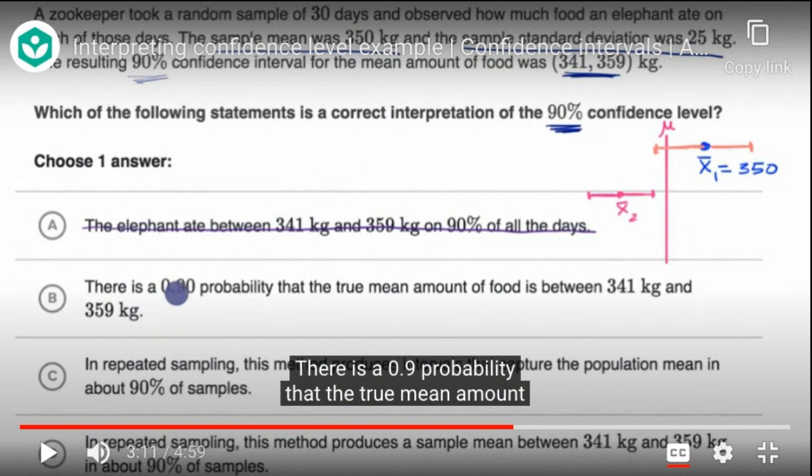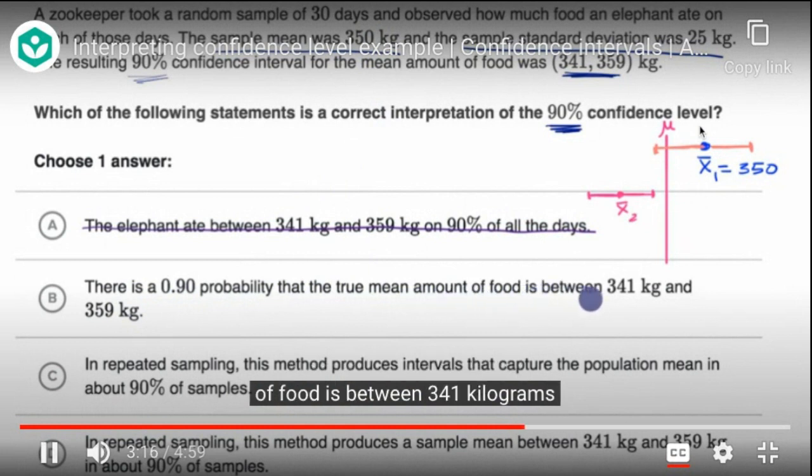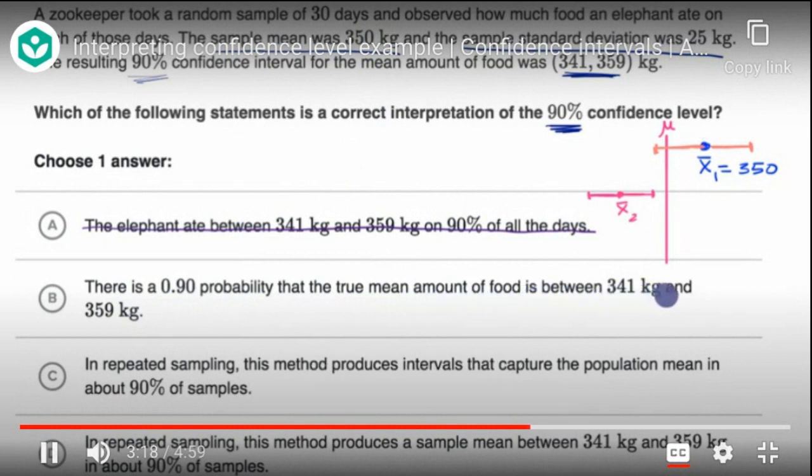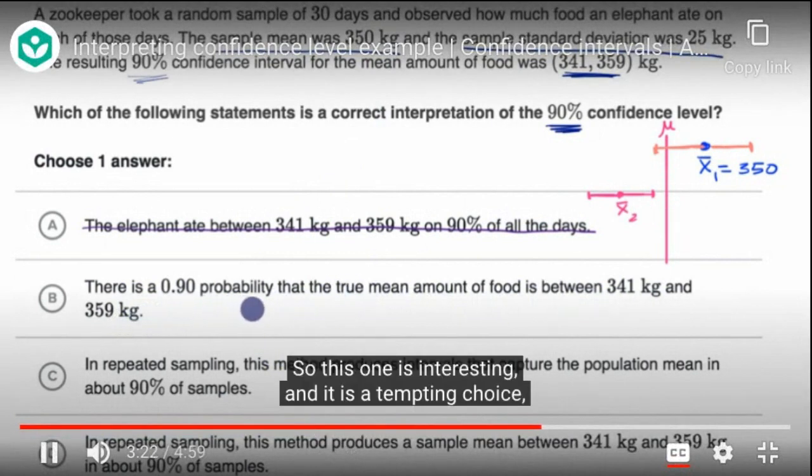Okay, everybody understands that? Okay. 0.9 probability that the true mean amount of food is between 341 kilograms and 359 kilograms. So this one is interesting.